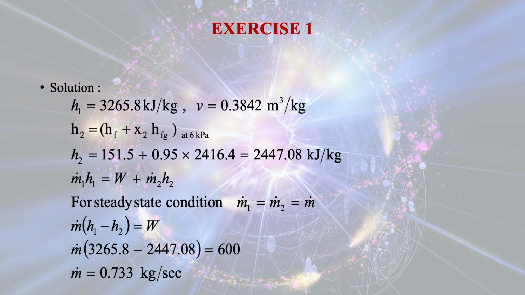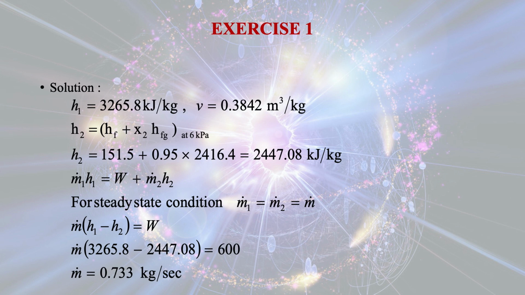that is equal to 2447.08 kilojoule per kg. Now in this expression, m dot 1 is the rate of mass entering into the steam turbine and m dot 2 is the rate of mass leaving out from this turbine, and for steady state condition, the rate of mass entering into the turbine is equal to the rate of mass leaving out from this control volume, that is equal to m dot. So the expression will be m dot multiplied by h1 minus h2 is equal to W dot.